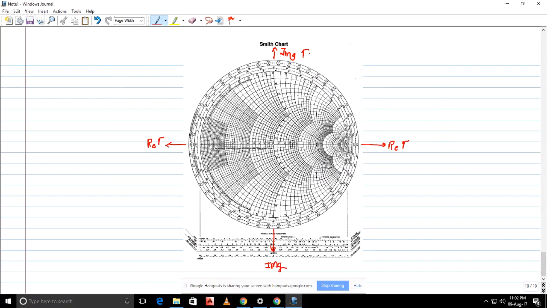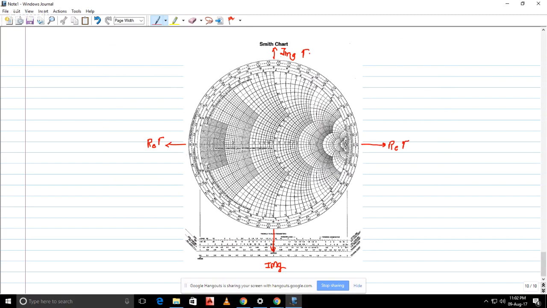Everyone can see? Please check on your Smith charts. There is one horizontal line going. This is the real part of the gamma. And there is a vertical line which is not shown actually, but which goes from minus 90 to plus 90, like this, is the imaginary line of gamma.